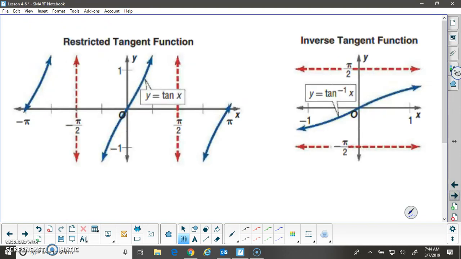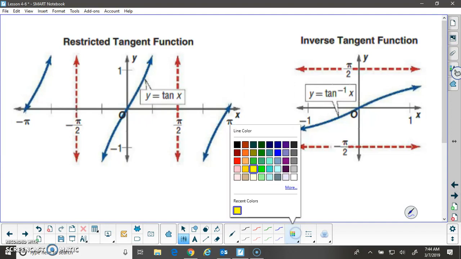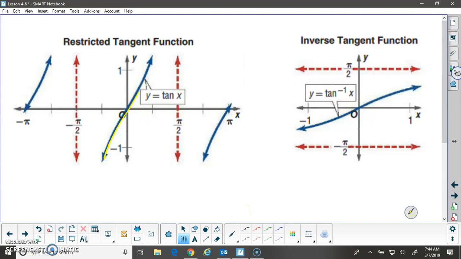The last of the three functions to talk about is a tangent. And so a tangent function also does not pass the horizontal line test. So if we restrict the domain of a tangent to just be in between the asymptotes from -½ pi to +½ pi and just look at that part of it, then it would pass the horizontal line test.